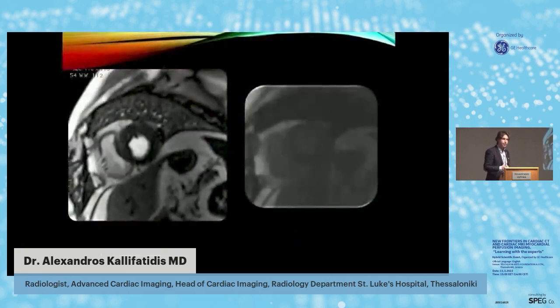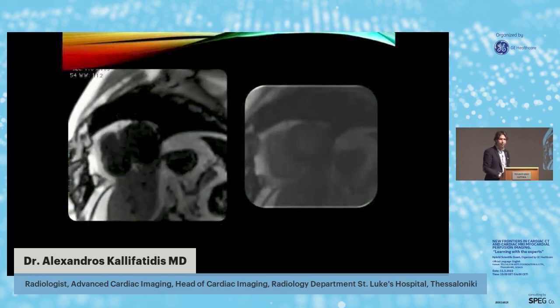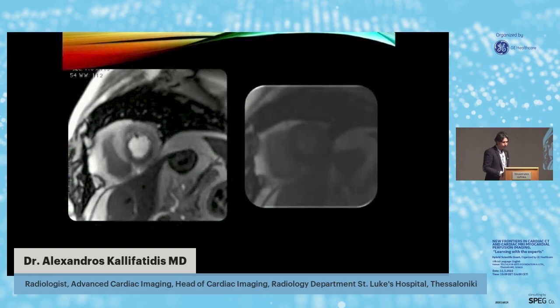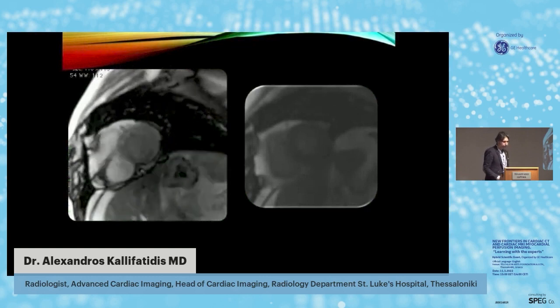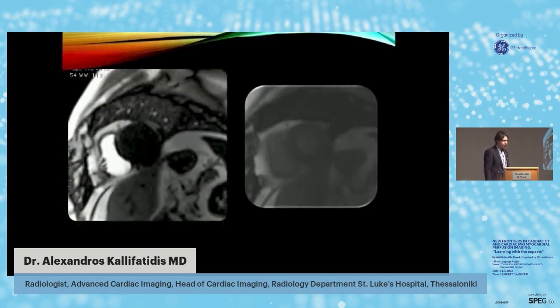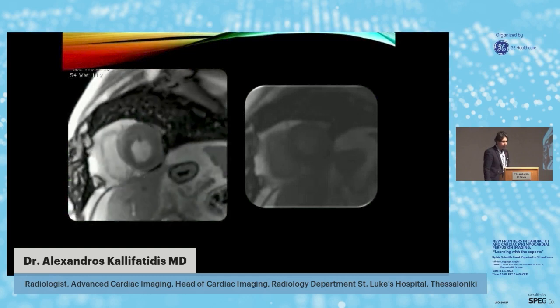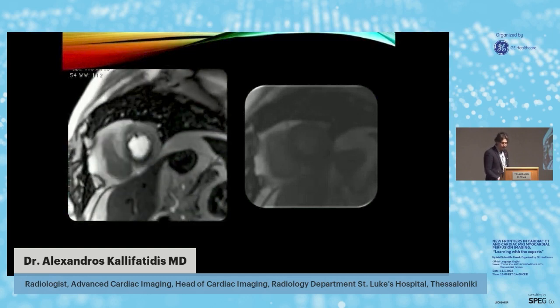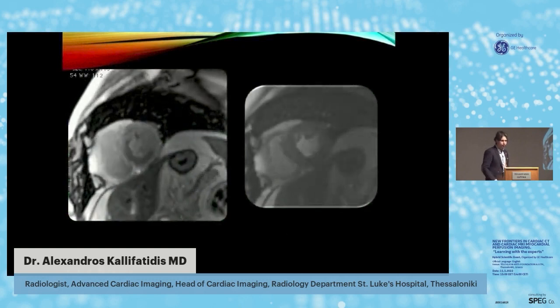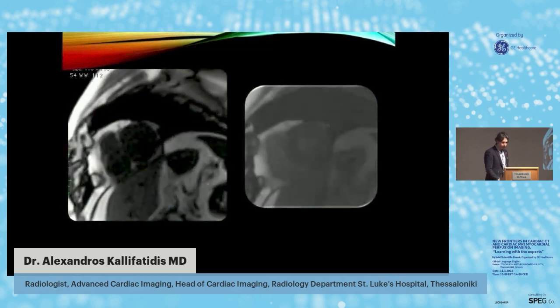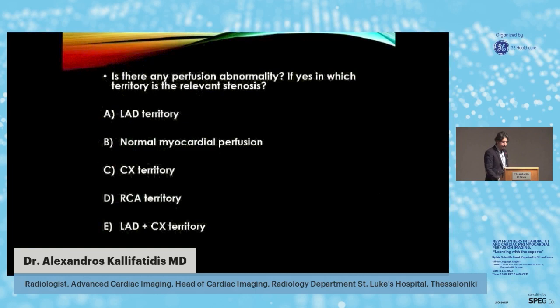And here comes the second quiz, a clinical case, and I ask you to carefully see this case. This one in the first video is the first pass perfusion during stress, and I want to check if you see any perfusion abnormality, and here it is in the same position, the rest perfusion. And after seeing this carefully, let's vote, and please vote if there is any perfusion abnormality, and if yes, in which territory is the relevant stenosis.